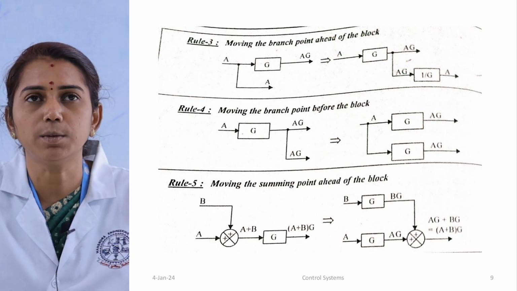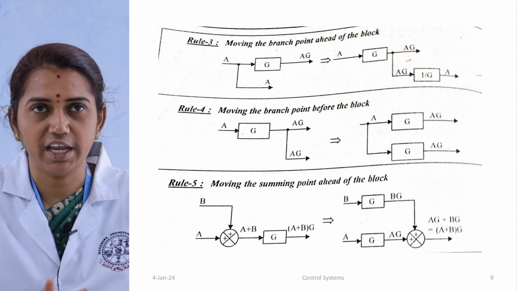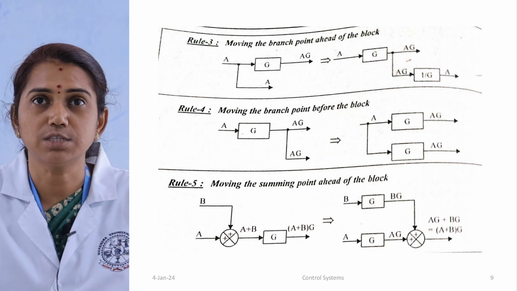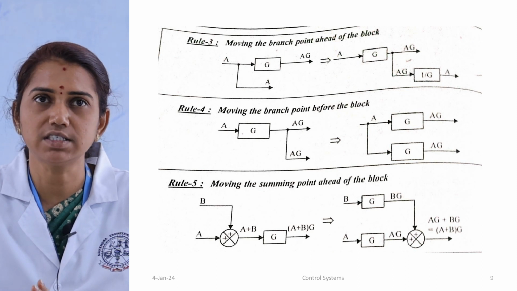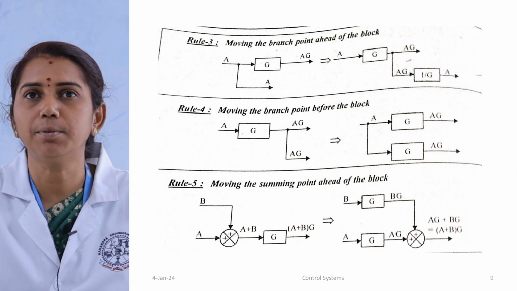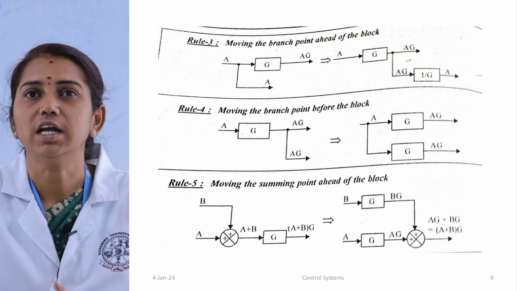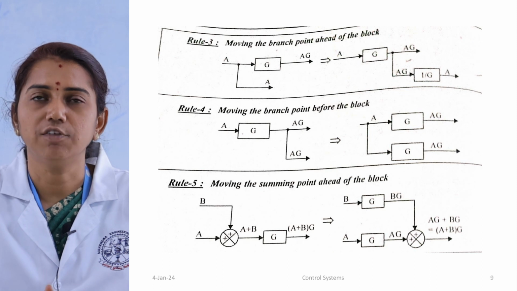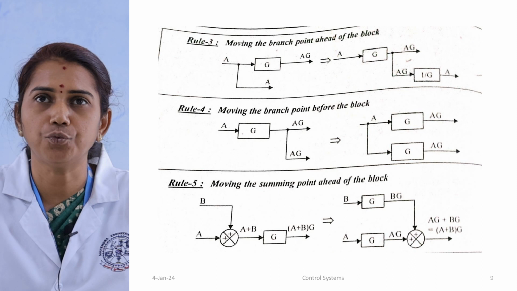We told that rule number 3 is moving the branch point after the block. So the A has been moved to after the transfer function G, so it has been given as A, G. The output has been directly given as AG. But we want to get the value as A. So it has been multiplied by the block value, 1 by G has been multiplied with that block. So moving the branch point after the block means we are just going to add a block with the value of 1 by G.